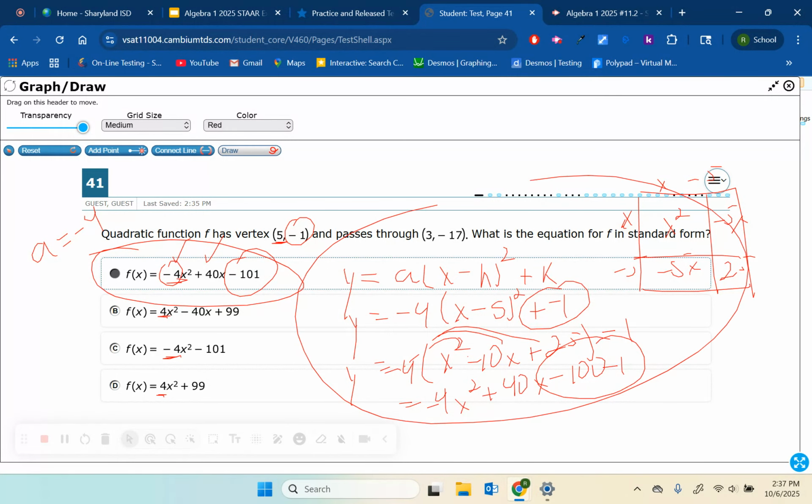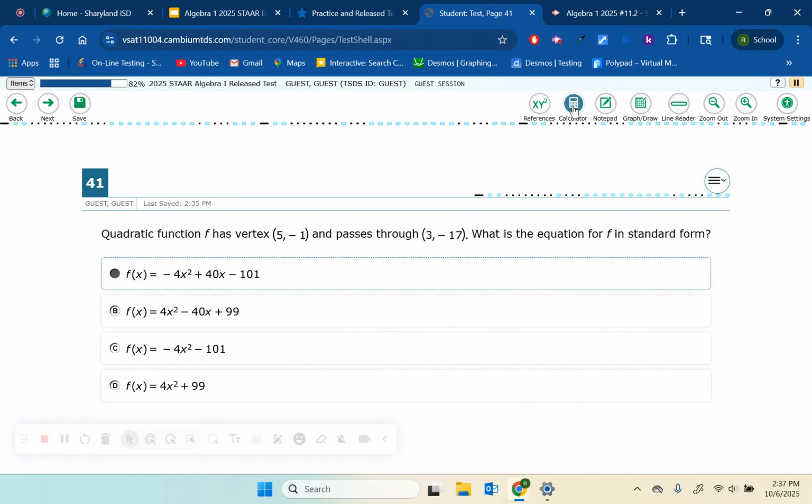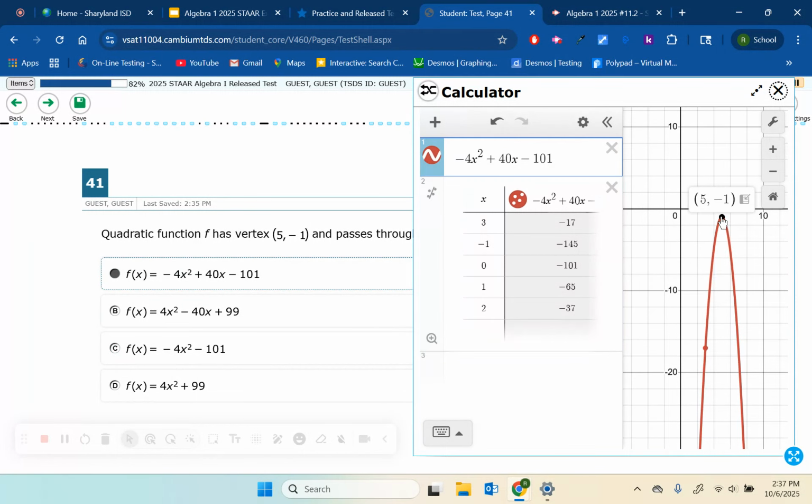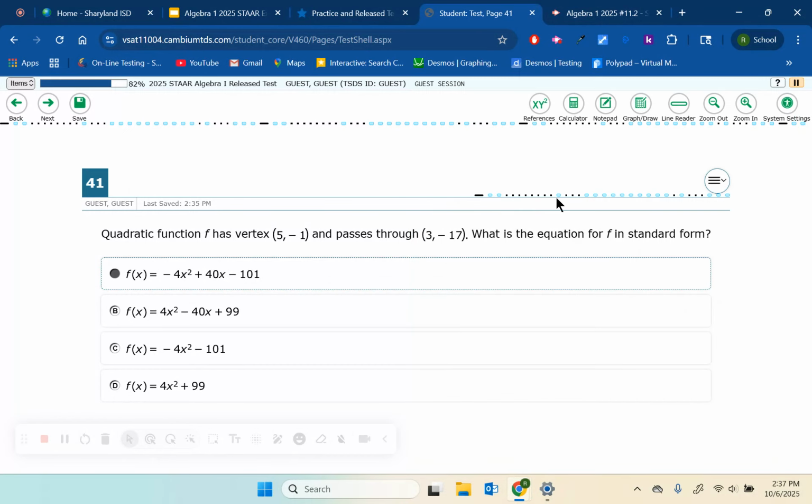If I lost you here, don't worry about it, just use your calculator. You plug it in the way it looks. You can put y equals if you want. Make sure you have that vertex where it goes either maximum or minimum. This way it's a minimum, this way it's a max. It has this coordinate. You use the table, and at x equals 3, you get negative 17, right here. And there you go. Easy stuff.